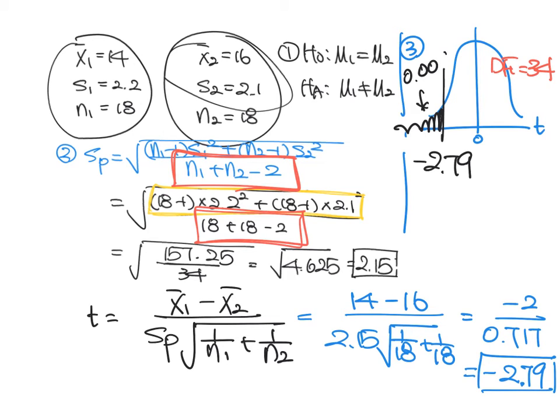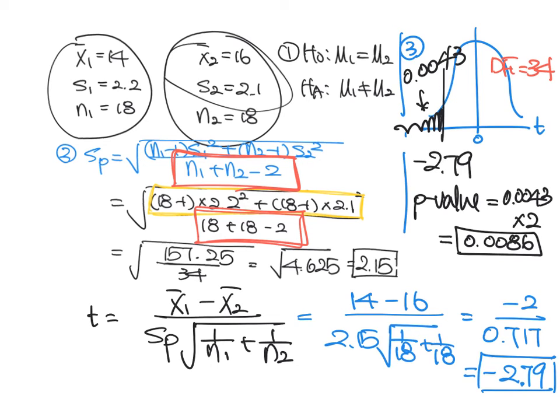The left tail probability is 0.0043. I need the 4 decimals. But it was two-tailed, so for the p-value we have to take twice. 0.0043 times 2, so the p-value will be 0.0086.